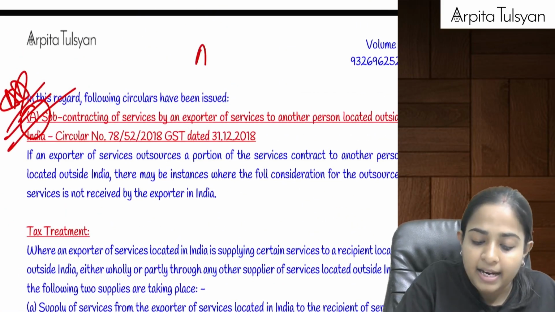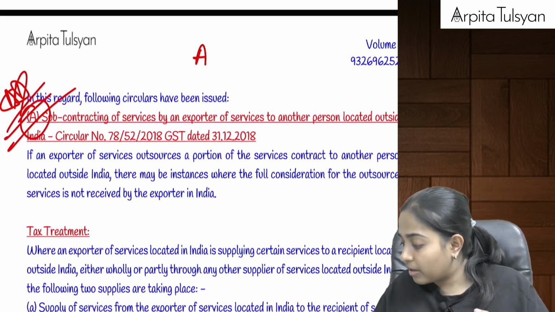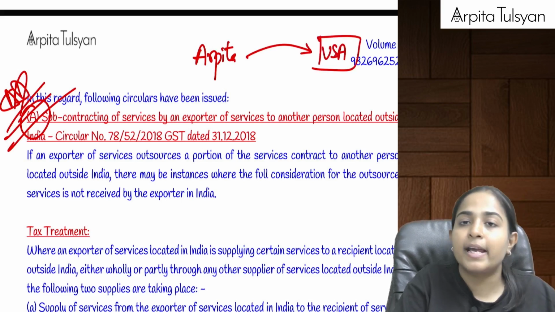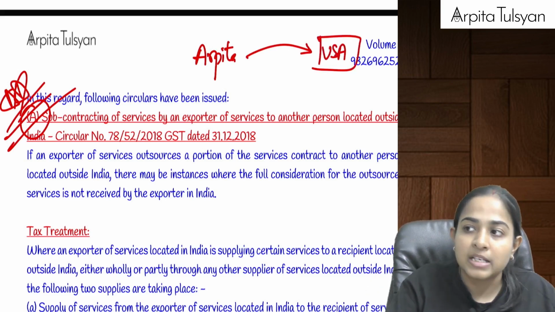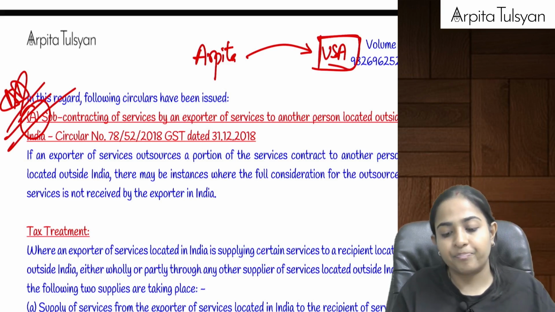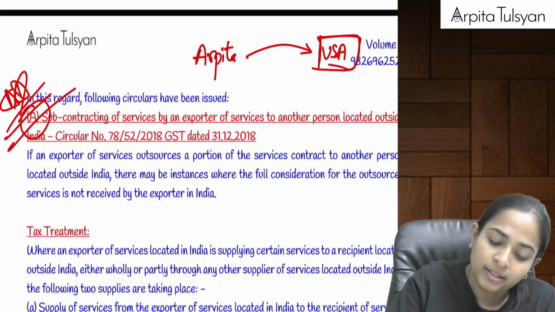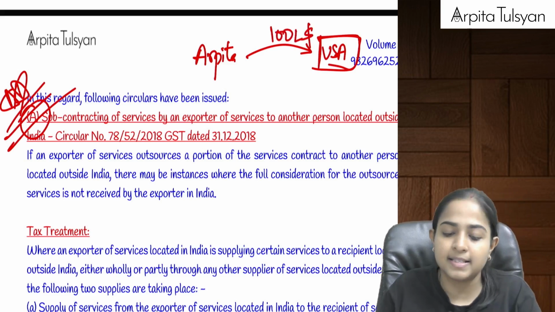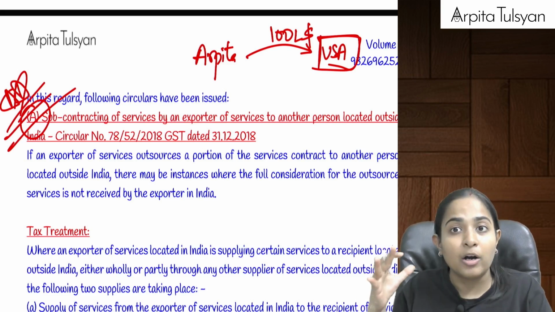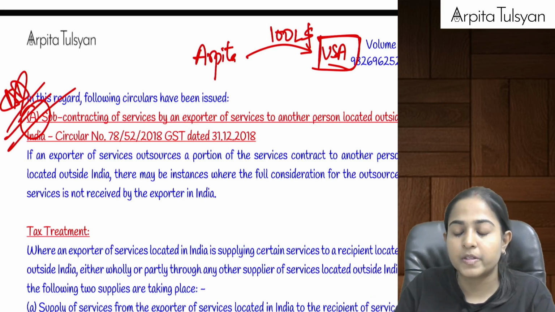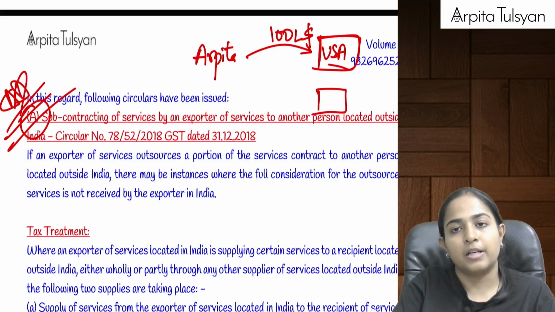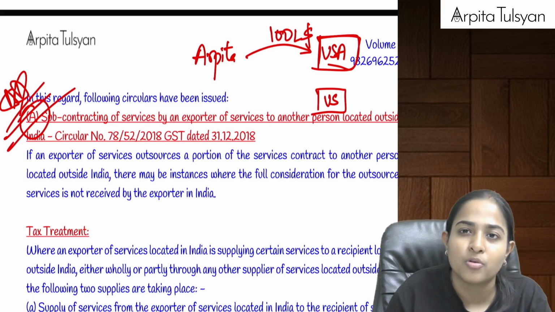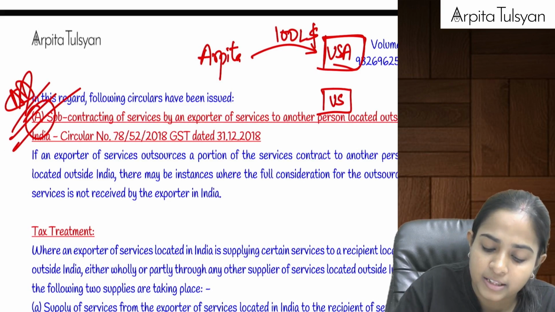Now let's say I am here in India. Okay, Arpita is here in India. She has got an order from USA for export of some services. Okay, I am going to do some export of services to USA. Are you clear till here? Yes. Now the amount agreed is, let's say for example, 100 lakh US dollars. Okay, this is the consideration that has been agreed. Now, this is a very big order for me, of export of services. So I took the help of some other person who is situated in US, and I told him, can you help me to finish this order? So he said, okay, I will help you, but for this, you have to pay me.